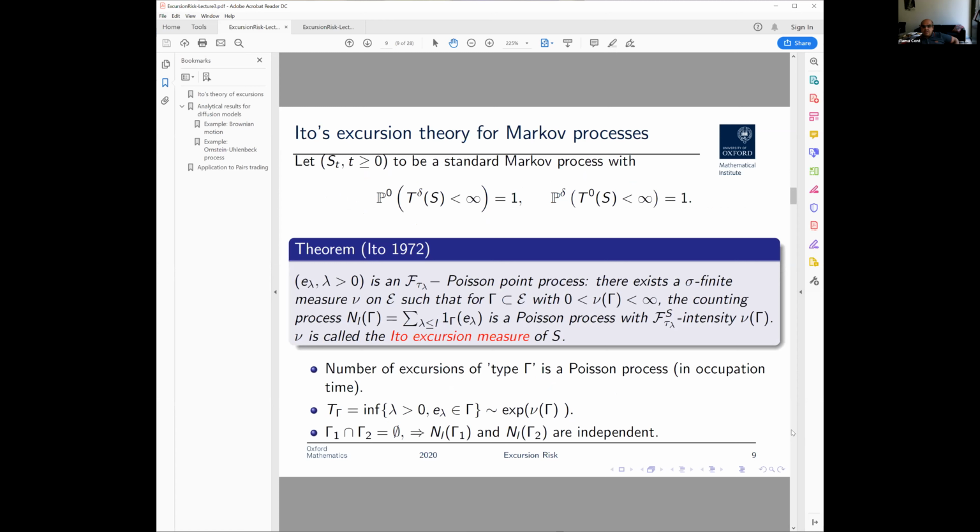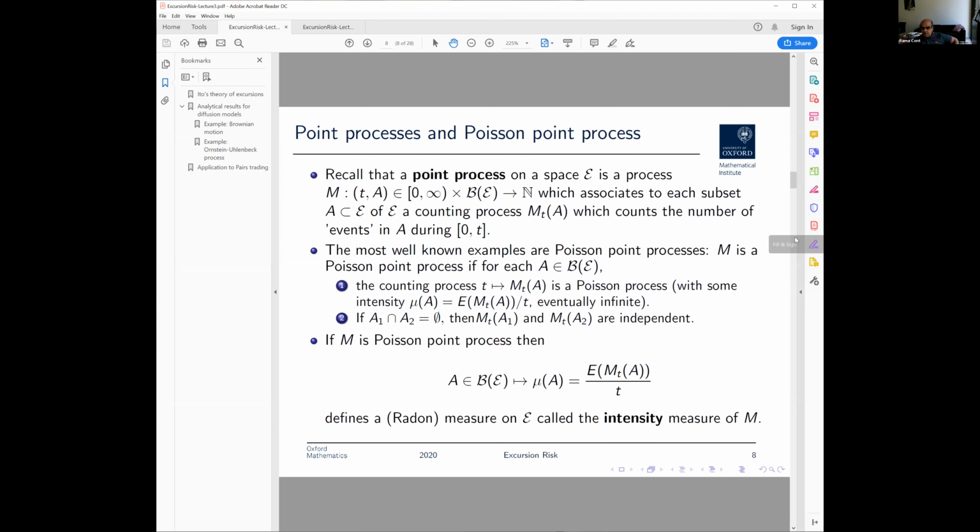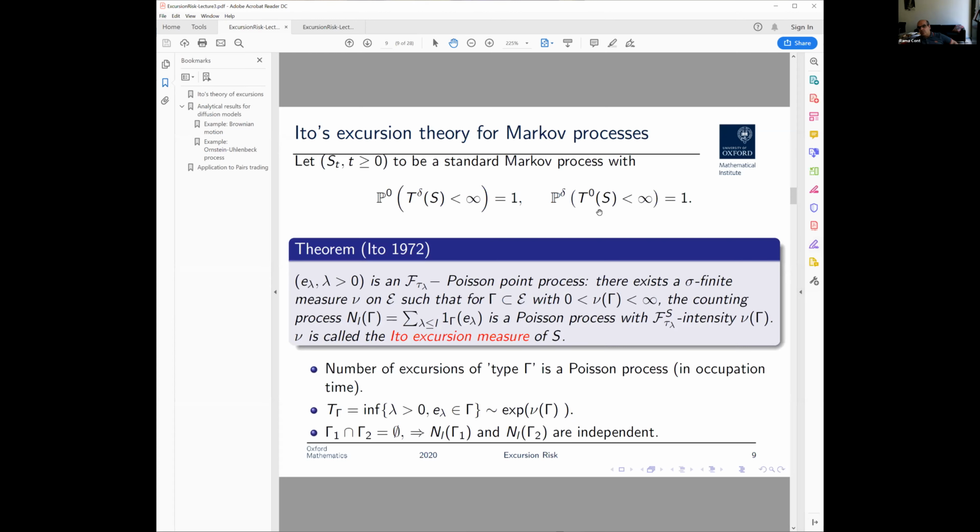What he showed is that if you take a standard Markov process, and we're going to make some assumption, we're going to assume that it's recurrent at 0, meaning that if you start from any point different from 0, you reach 0 in a finite time. This is not essential, but if you don't have this property, then it's pretty boring, because if you visit 0 only once, then you don't need to define this point process of excursions because you only have one excursion. So in order for the theory to be interesting, you hope that you will visit 0 infinitely many times. So if you restart the process from any point away from 0, it will always come back to 0 in a finite time.